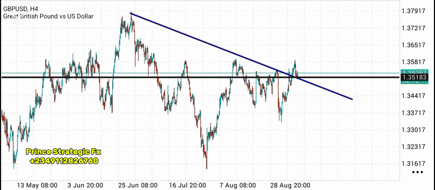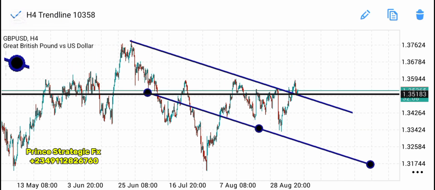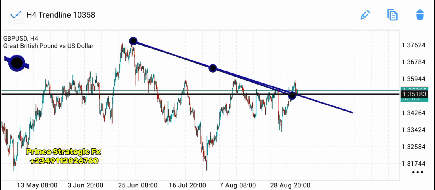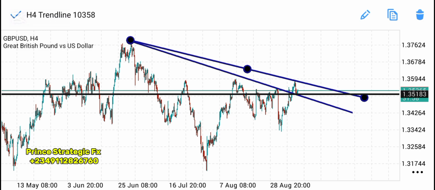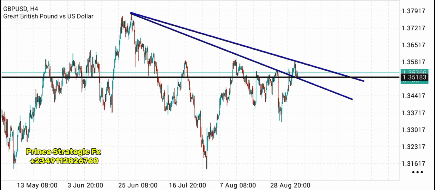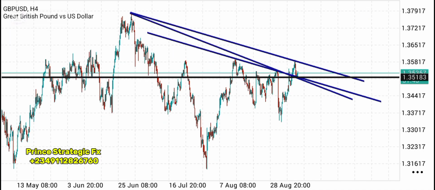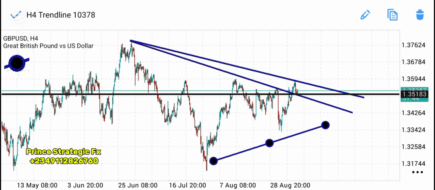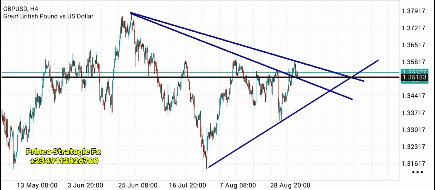Then I can also see another trend. Let me duplicate this. I can also see another trend again above, and another trend above, just like this. Not just that, I can still see more trends coming down like this. So this is an uptrend, just like this. This is exactly what I can see.